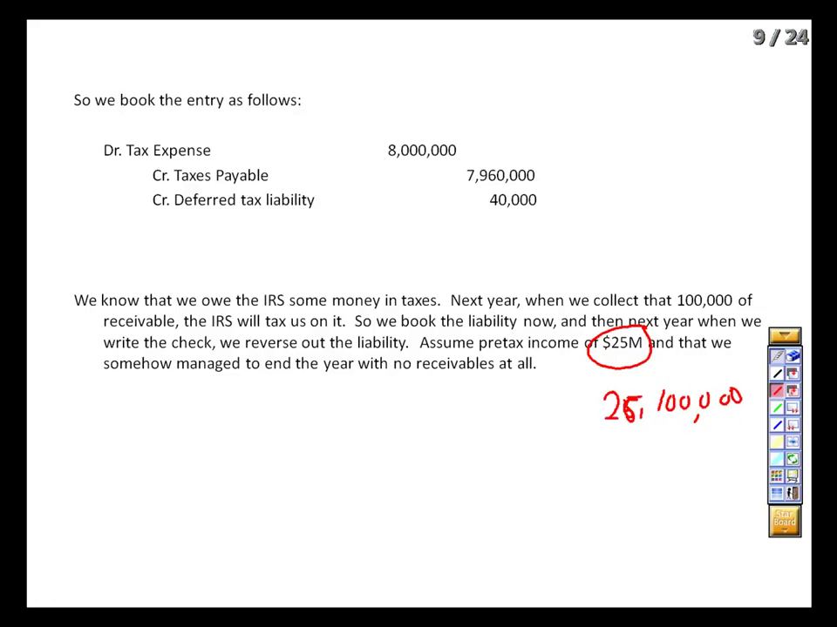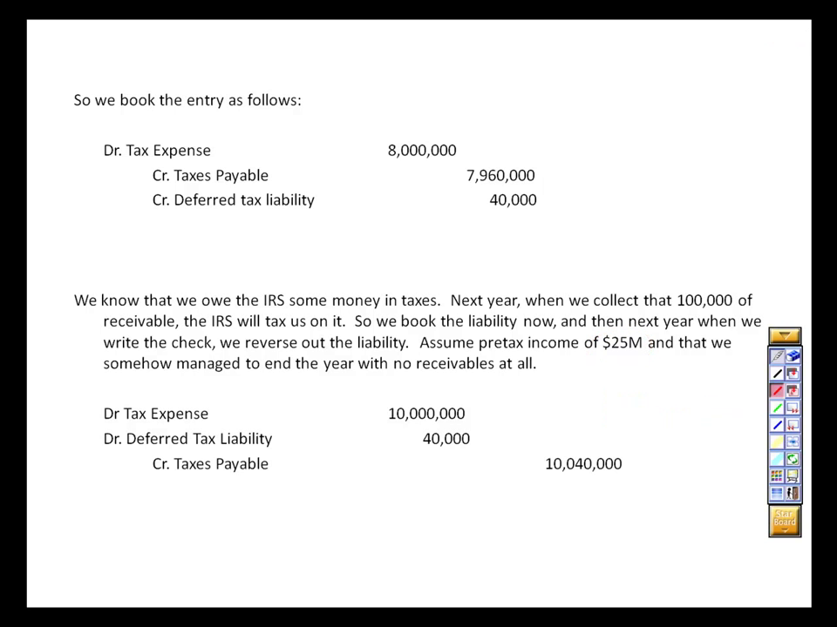And this means we're going to have to write a check this year for $10,040,000. But in our heart of hearts, we know that we really only earned $25 million, so our tax expense should only be $10 million even. What's happening? We're finally paying that $40,000 we knew we owed way back then. There's the reversal, and there's our payable.